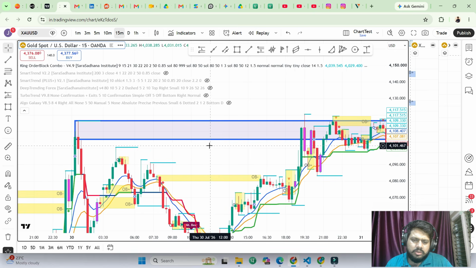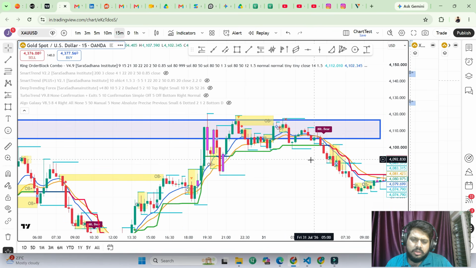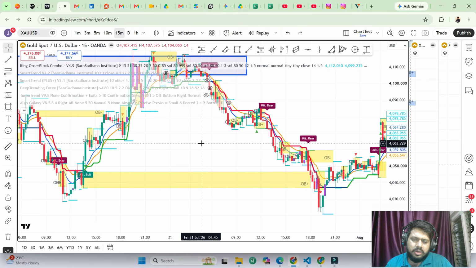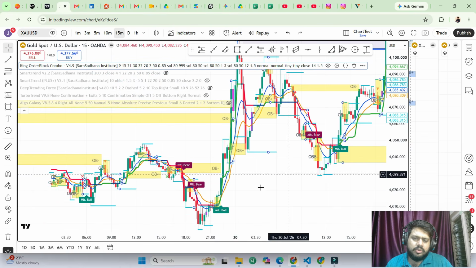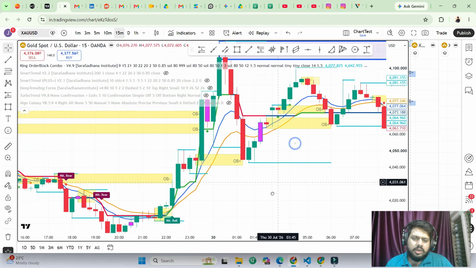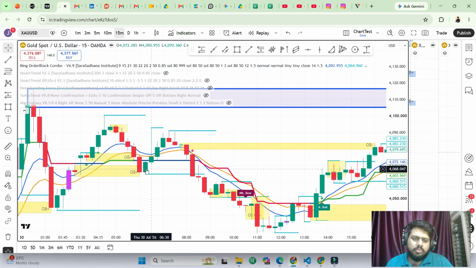Okay, and this one also, like here, multiple times is getting rejected. Till when, till which level can it come? Only till this level. Okay, this kind of thing you can easily analyze using this particular indicator. The order block is very much important.